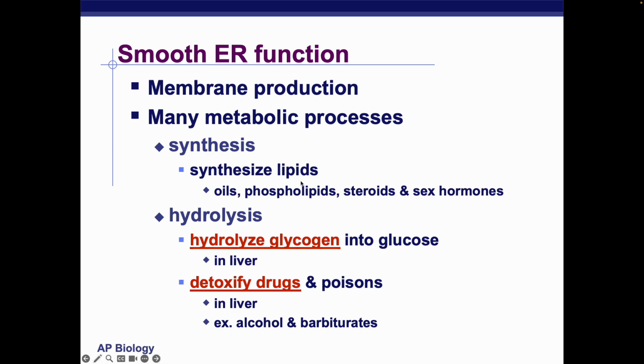So they actually synthesize lipids, oils, phospholipids, steroids, and sex hormones, and they hydrolyze glycogen into glucose in the liver. And they also detoxify. It's a main important thing. So you would expect smooth ER to be found in a lot of cells in your gonads, or basically cells that produce a lot of sex hormones.